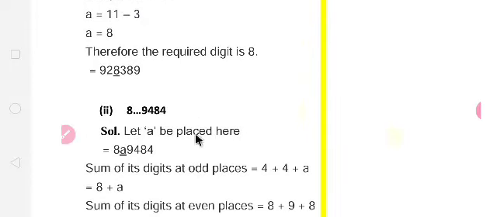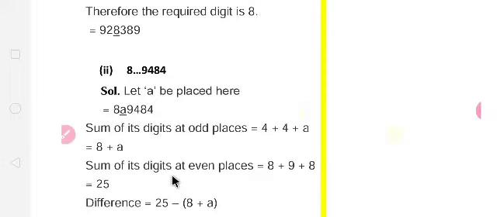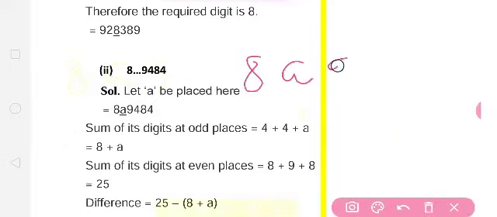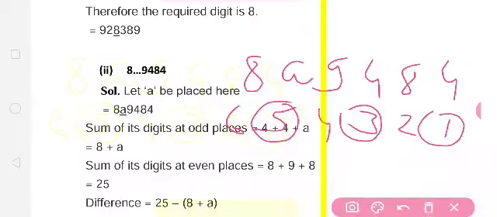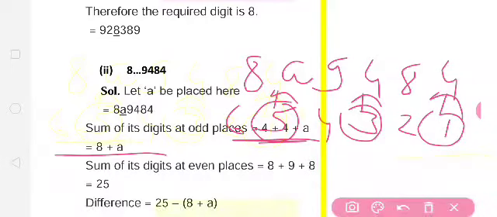Second one, 8 9 4 8 4. Let us take A in place of the vacant place. Again, the sum of digits at odd places. Which are the odd places here? 8 A 9 4 8 4, so 1 2 3 4 5 6. Odd places are 1, 3 and 5, meaning 4 plus 4 plus A, which is equal to 8 plus A.